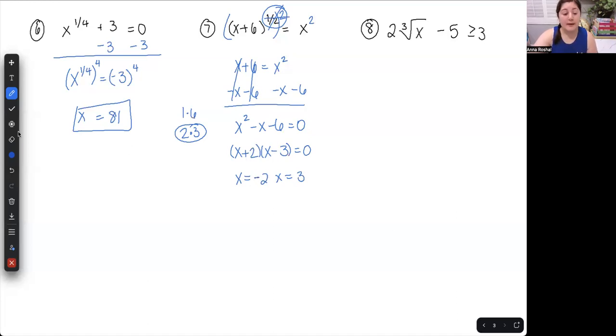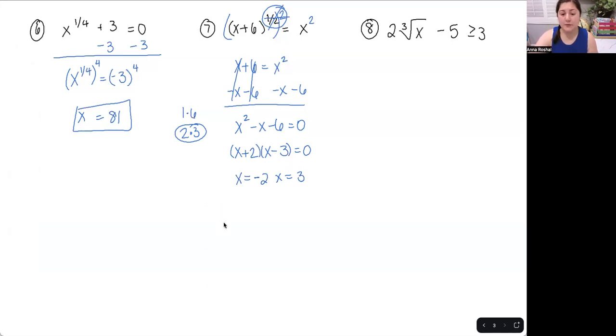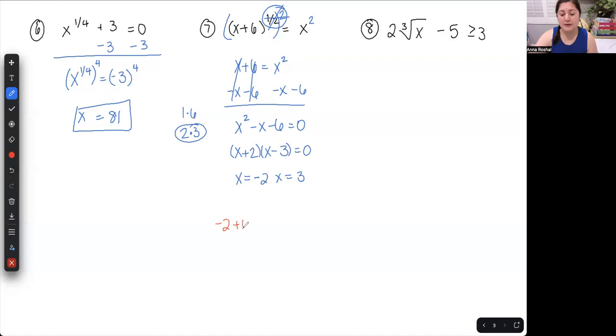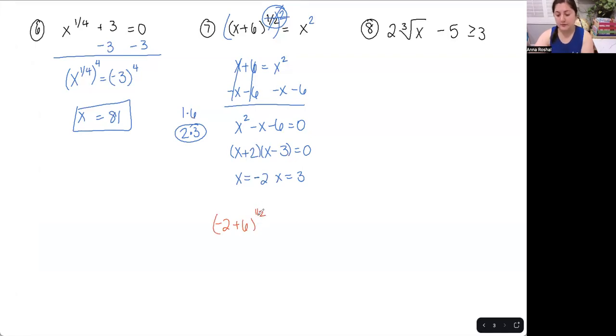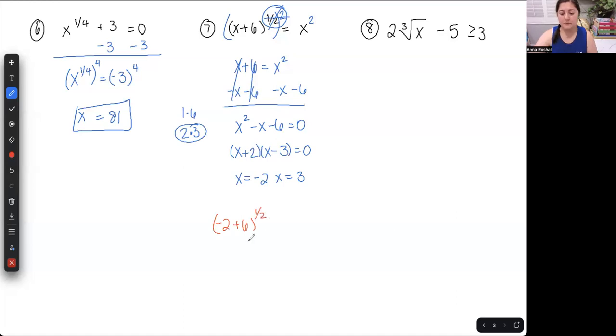So now I'm going to go ahead and check those answers, right? So let's see if these guys work out. I'm going to end up with -2 plus 6 to the 1/2 power. That looks like 1/2. Okay. So that's going to end up being 4. 4 to the 1/2 power is the same thing as the square root of 4, which is 2.